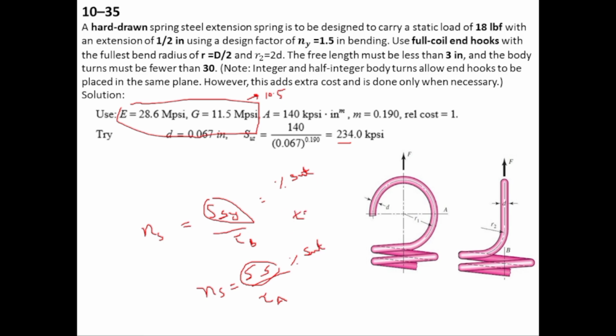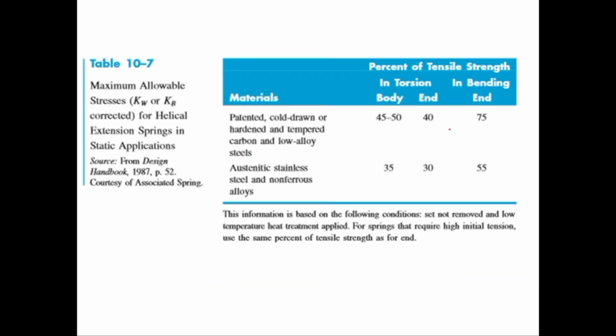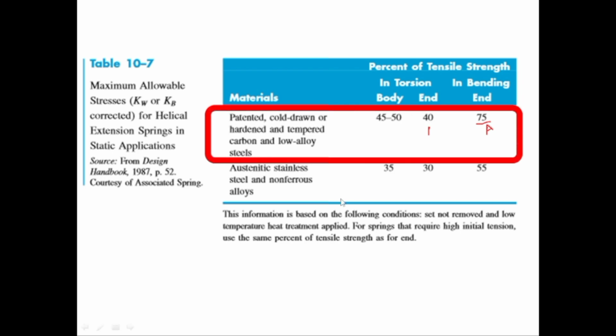These percentages can be found from table 10.6 for the body. In fact, all the percentages can be found from table 10.7, but table 10.6 is also used. So let's use table 10.7. These are the values for hard-drawn wires. This 75% is for end under bending, which is point A, and this 40% is for position B because it is under torsion stress, and for the body we can use a percentage from 45 up to 50. So we will take this one.